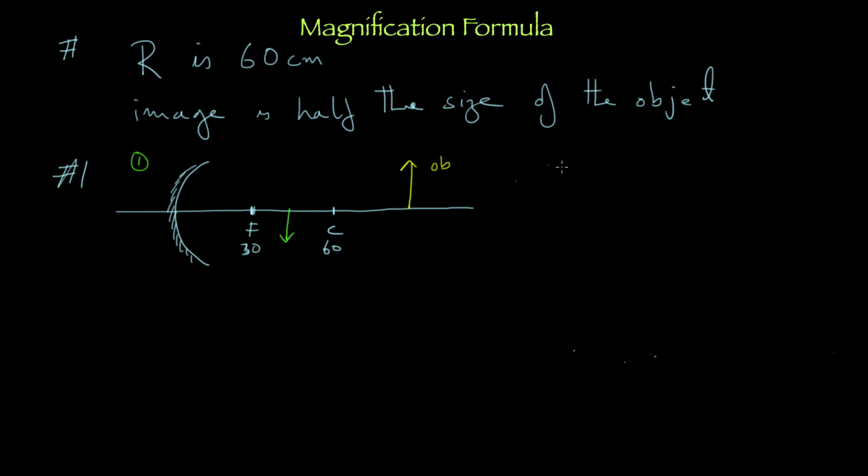What is step 2? Step 2 is: write the values that have been given to you according to your diagram. So what values have been given to us among V, F and U? Only F is given, so I'll write F. F is equal to minus 30. I'll put V is equal to question mark, U is equal to question mark. That's my step number 2 done.